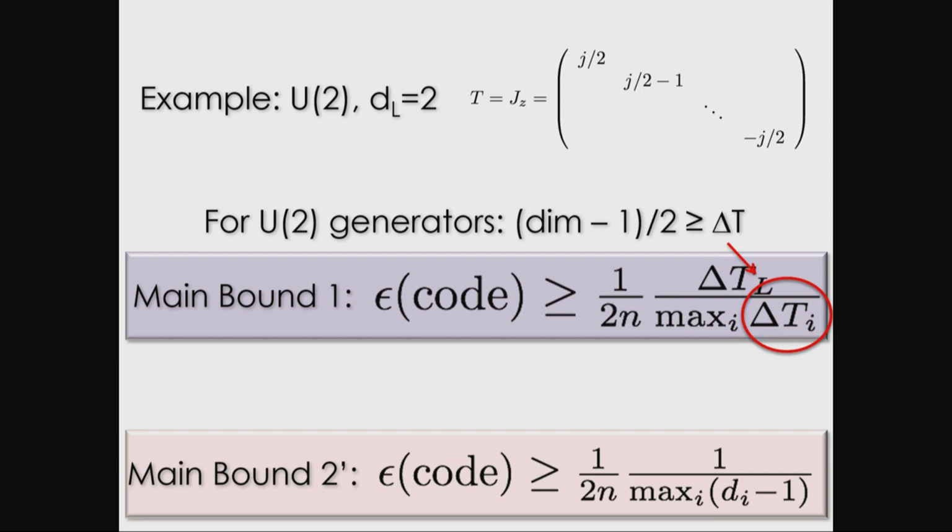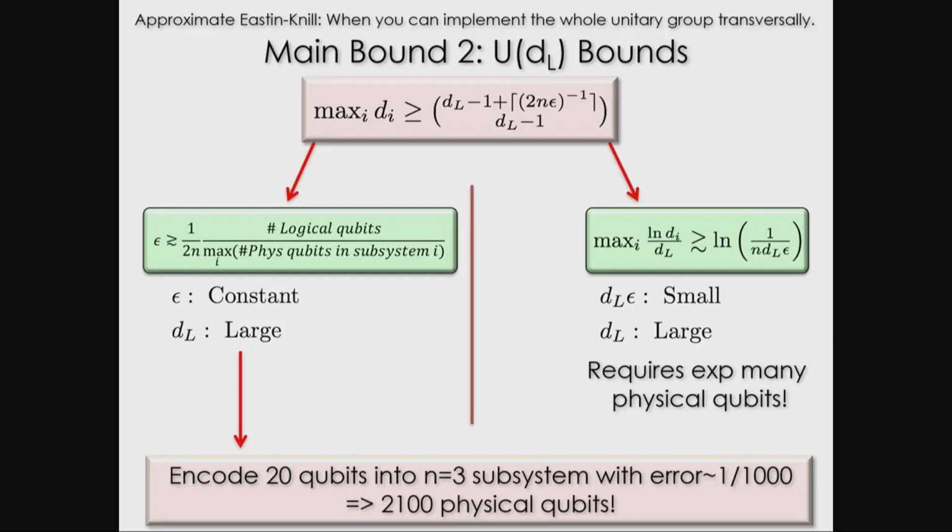And you can just substitute this relation into our bound, and you get a bound for epsilon, for the error, which is lower bounded by now 1 over n, and also 1 over maximum physical dimension. So this is a bound for SU2, but things are exponential in our favor if you look at the representation theory of UD and you go to higher logical dimension. And you can have this very complicated bound.